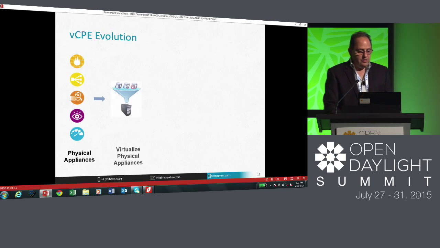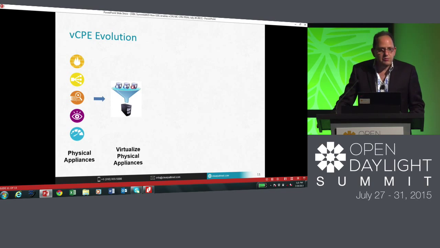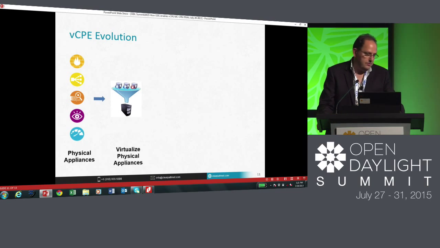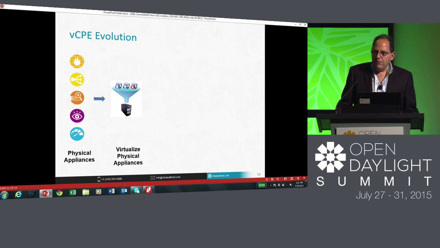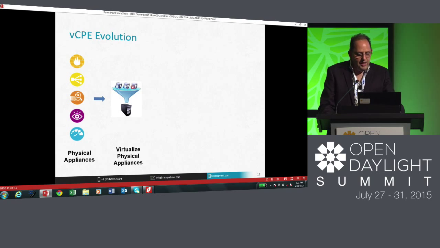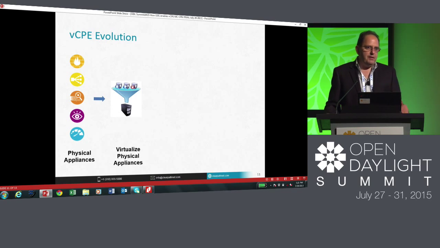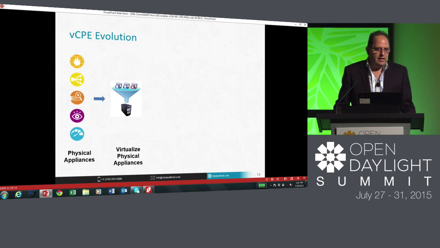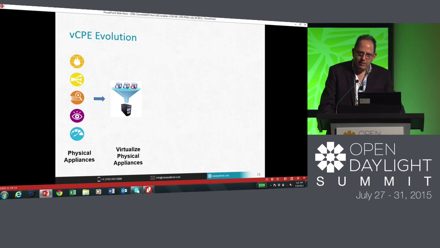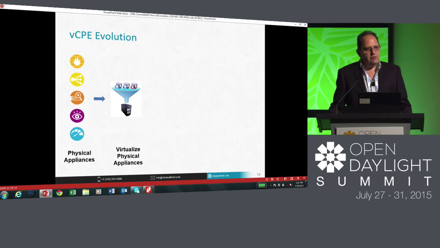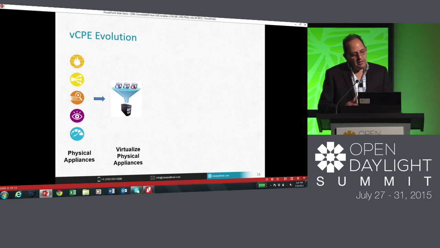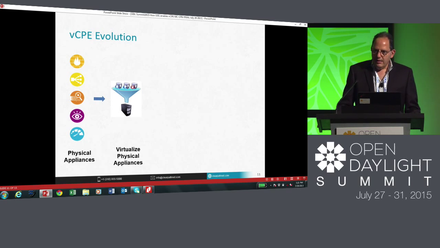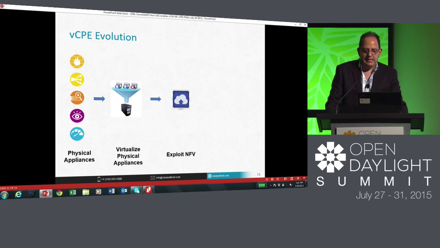They started with physical appliances. Then the first phase was to just take the physical appliance and virtualize it. And if you're a manufacturer of one of these physical appliances, this makes a lot of sense. You're going to be able to leverage all your investments. It's relatively straightforward to do. And many of your customers who have invested in the management of these physical appliances are going to understand how that would work. However, that's really not the end goal.